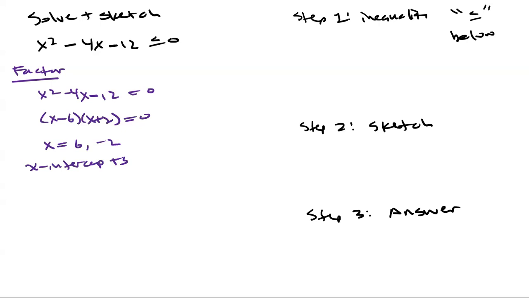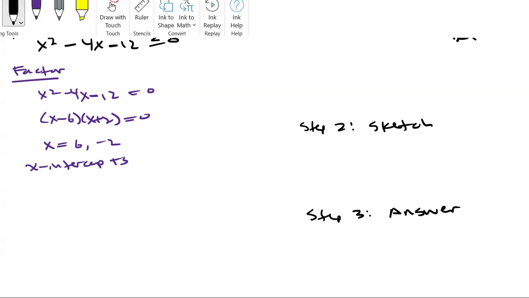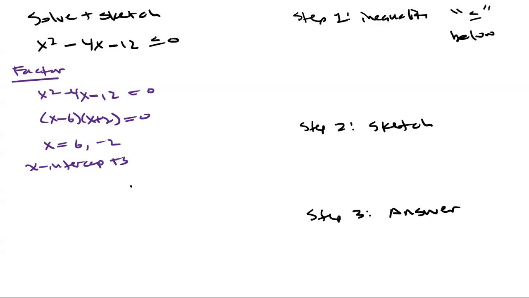And let's do a sketch. We know this is a parabola, our quadratic function, and we also know that the leading term is positive. So that means that we have a happy parabola. Let's do our graph here. Again, we're just doing a sketch.